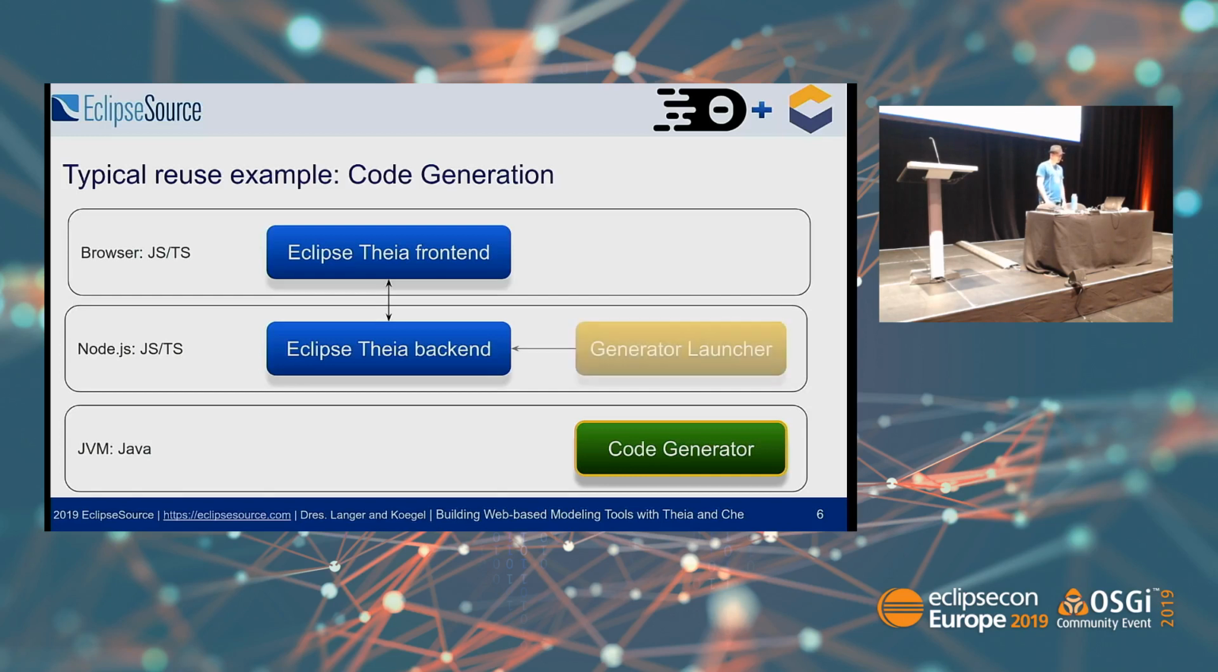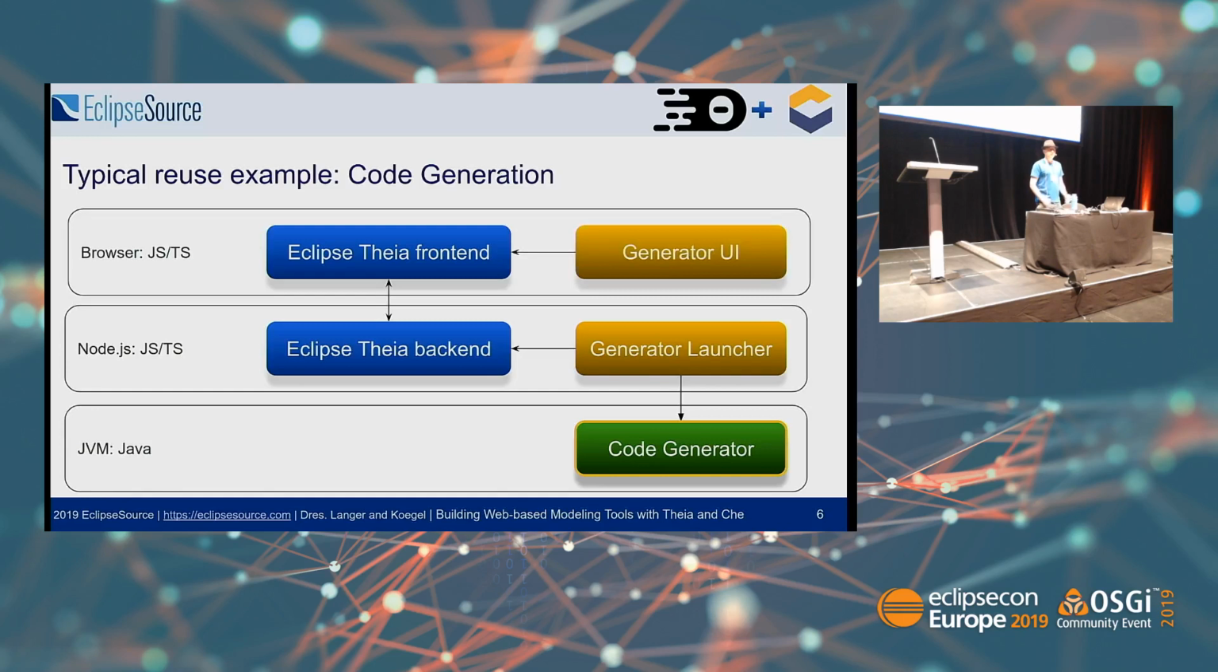And then I would add a backend extension, which basically just launches the generator. So I call that generator launcher. And from Node.js, it needs to launch Java on the command line, pass in as a parameter the current Theia workspace location, and then the code generator would just dump its code there.